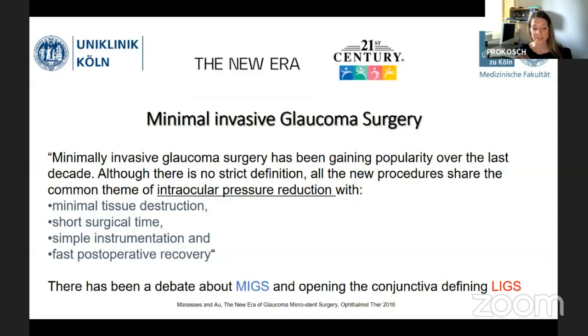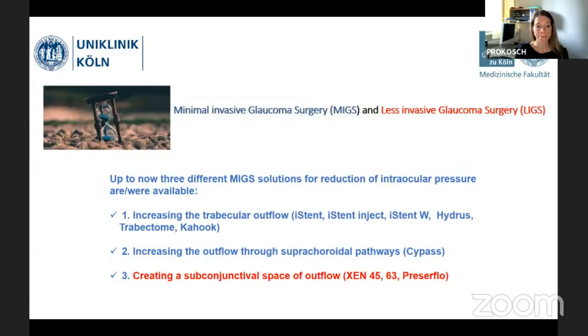And recently, this term has moved a bit to being differentiated between MIGS, which is minimally invasive glaucoma surgery, and on the other hand, there's LIGS, less invasive glaucoma surgery, which might include touching the conjunctiva, and I'll explain it now. Well, what methods with this minimally invasive surgery do we have?